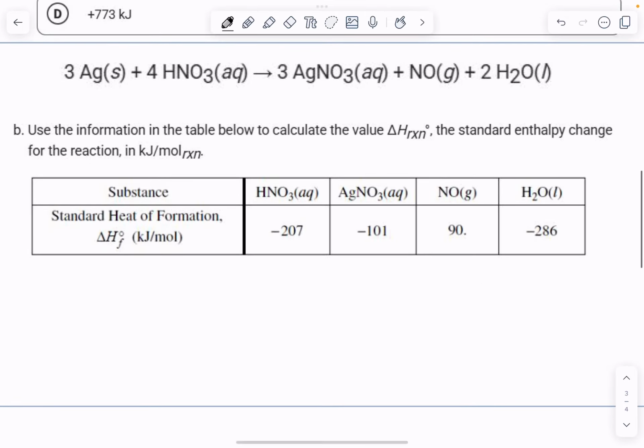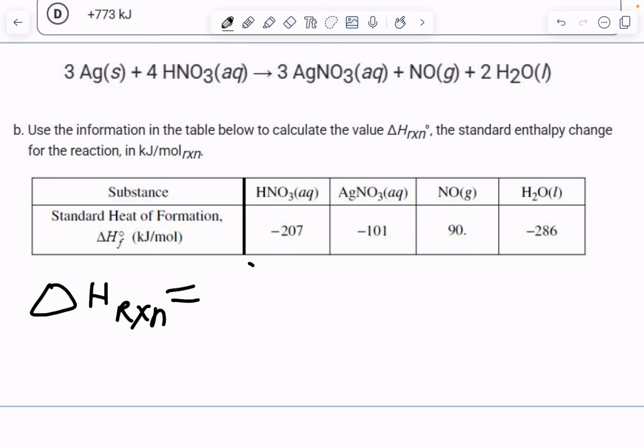This is a short answer. So when it's a short answer, you're going to have to definitely show your work to get full credit, and to make sure you get to the right answer. It is very good to show your work. So we have a reaction here. Use the information in the table below to calculate the delta H of reaction, the standard enthalpy change of the reaction, in kilojoules per mole for the reaction. So here we have our delta H of formations, and we want the delta H of reaction.